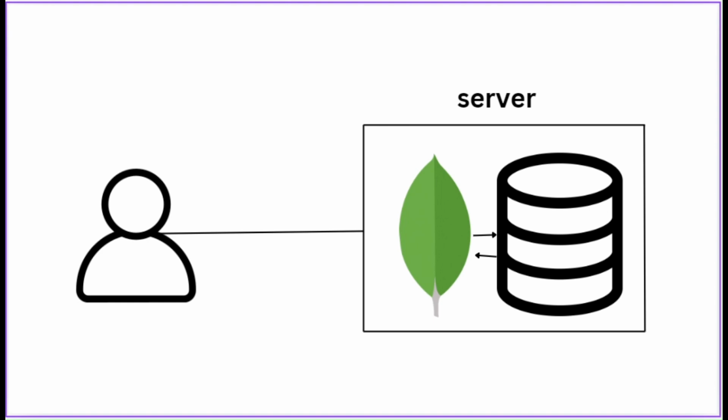Let's see how MongoDB handles big data. First, let's look at how MongoDB works if you just have a regular data set. You can just communicate directly with MongoDB. So you have a server. In this server, you have a database, and you are communicating with this database through a management system.